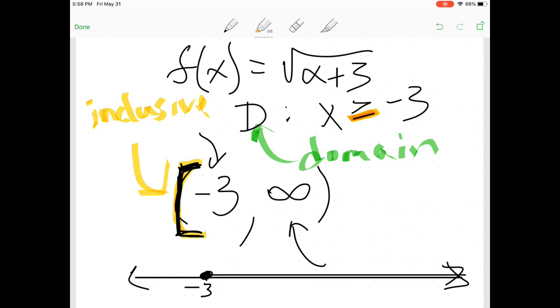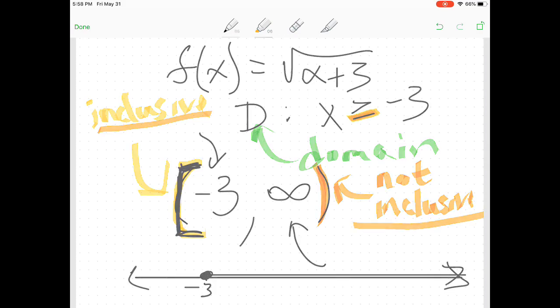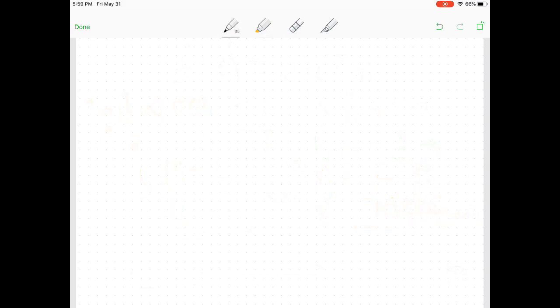Over on this side, it's still a parentheses, because infinity isn't technically a number. You can't plug infinity in. So this is not inclusive. Whenever we have an infinity sign, you always use parentheses, and parentheses means not inclusive. Again, bracket is inclusive, parentheses not inclusive. All right, so let's take another look at an example.